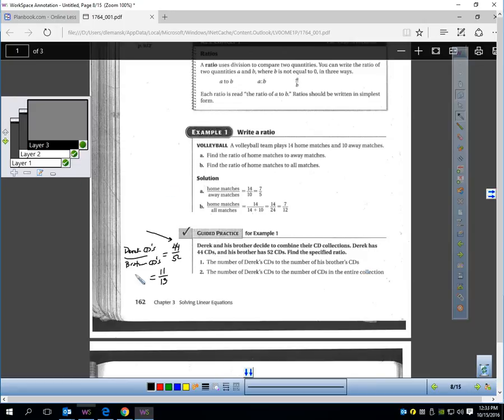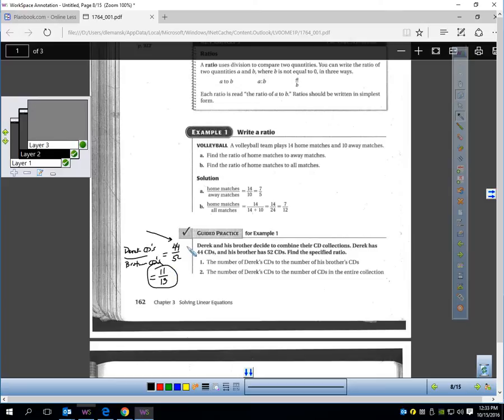So let me write that out. I'm comparing Derek's CDs to his brother's CDs. That would be comparing 44 to 52. And if you put 44 over 52 in your calculator and you simplify the fraction, that should give you 11/13. So you might want to practice that process again.